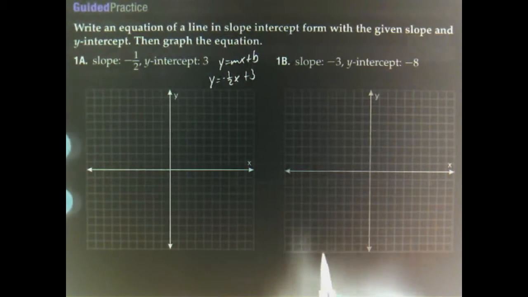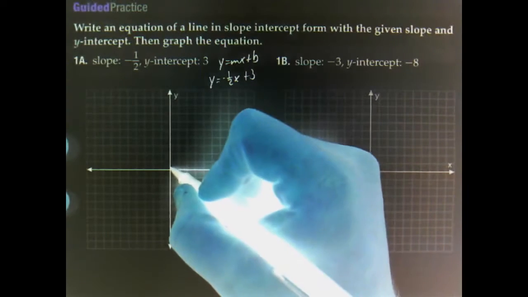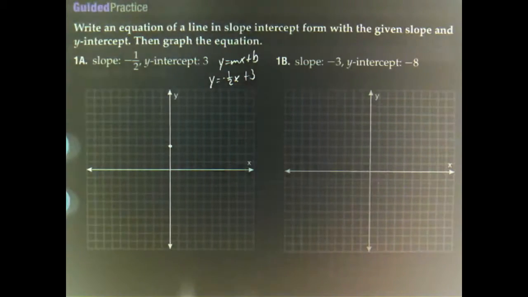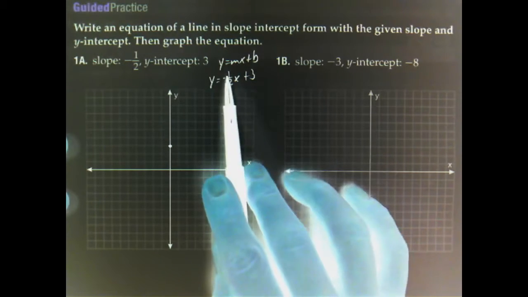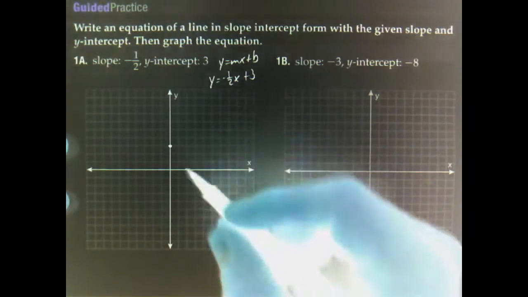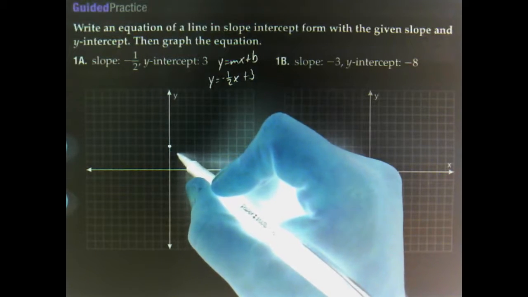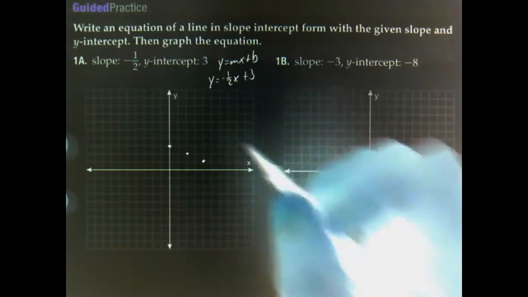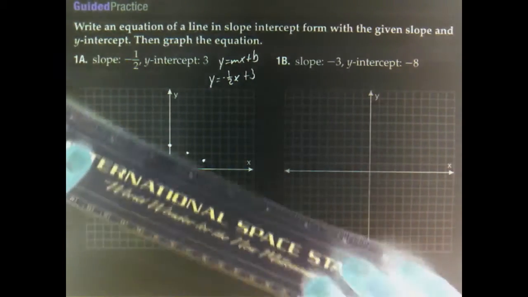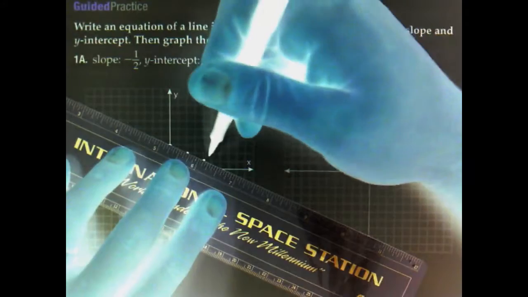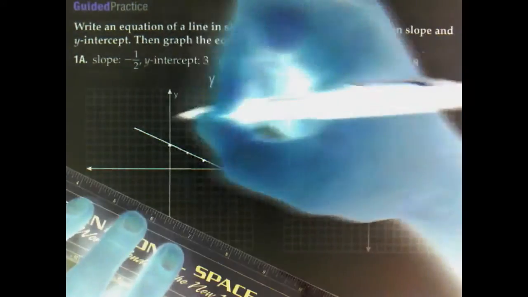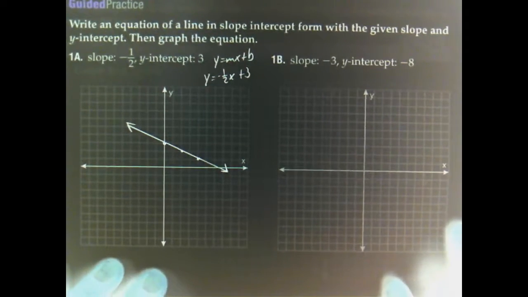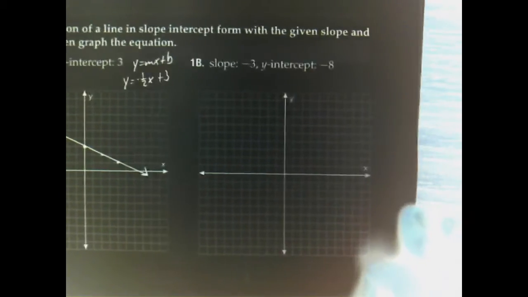So in order to graph that, I start at my y-intercept, which is a positive 3, so I count to 3 on the y-axis, 1, 2, 3. And to find another point, I use my slope. Rise over run, negative 1 over 2. So I go down 1 to the right 2. Down 1 to the right 2. Okay. Now I have 3 points. Now I can very easily draw a line. And there it is.